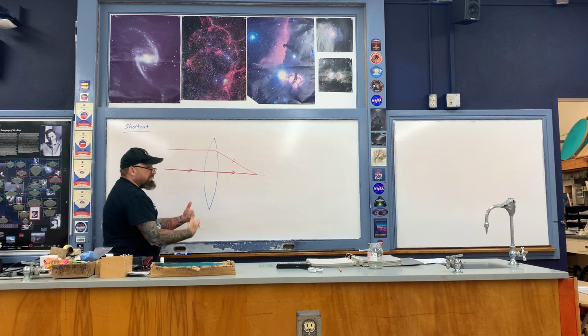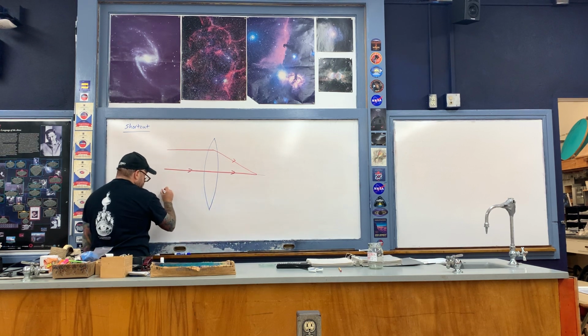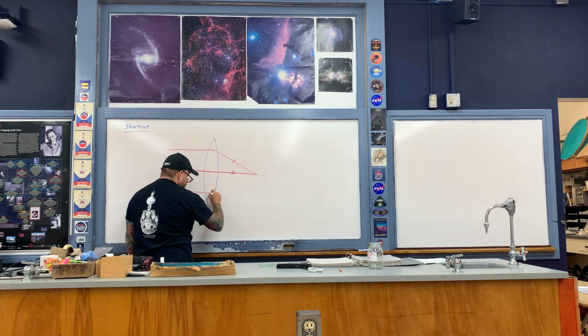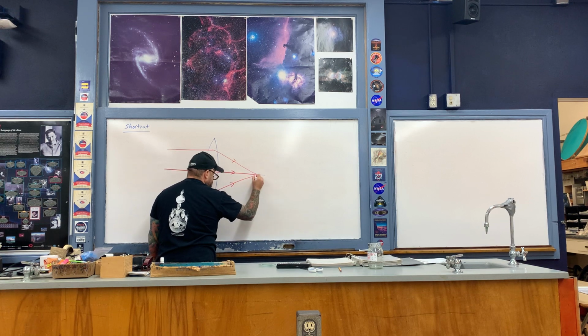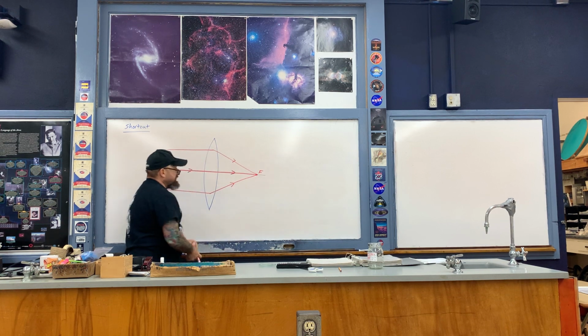And then we do the same thing with the bottom light ray. We just draw it like so to the middle of the lens, and then refract it through the focus out the other side like so. And then here's the focus like this.